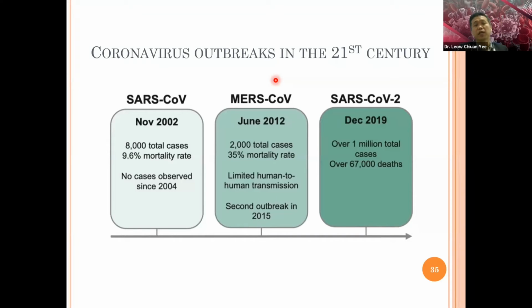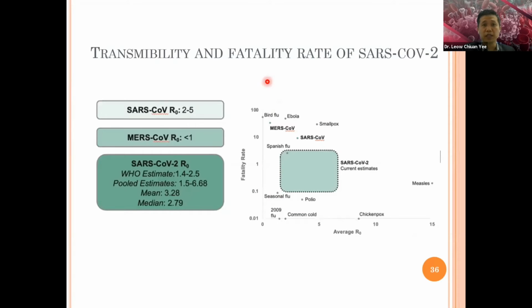But the thing is, typically, once they settle themselves within the host, usually they won't spread to others. However, if they mutate, because a virus is a very simple form in its genome, a single mutation on their genome can make them transmissible to humans through genome recombination. All right. So this is the transmissibility and the fatality rate of the SARS-CoV-2.